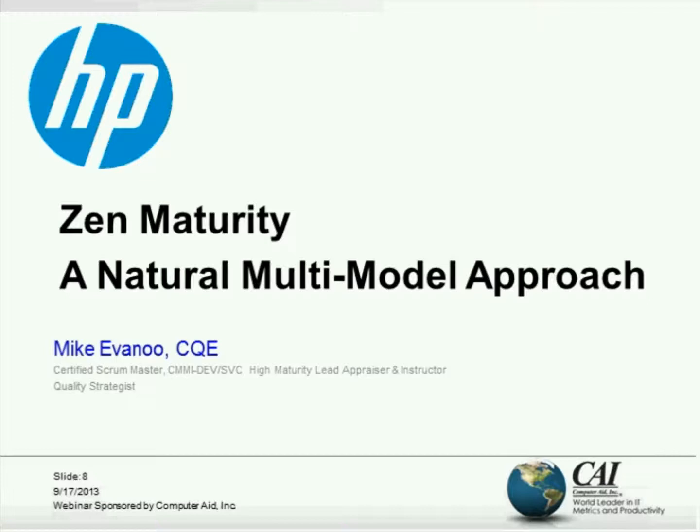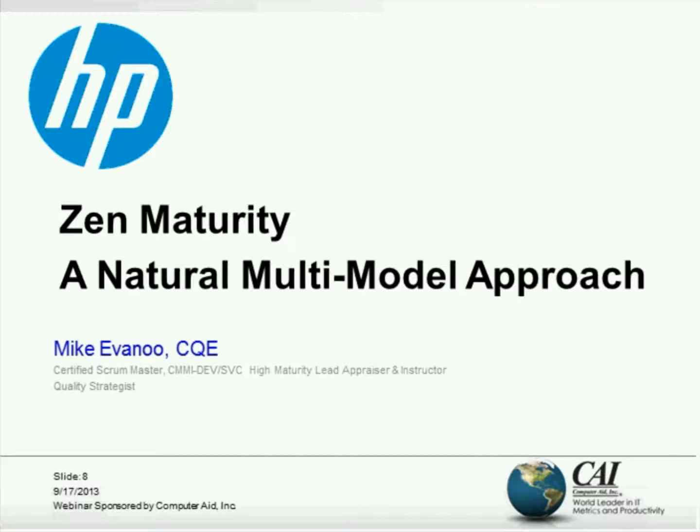The topic for today is Zen Maturity, a natural multi-model approach. We're really going to be looking at the best practices that I've seen, and we've seen in teams that I've worked with, toward multi-model implementations, and looking at how that differs from the traditional approach, and looking at those differences.